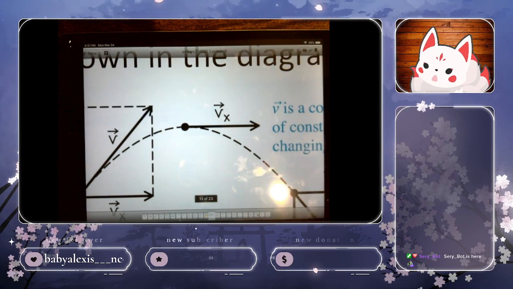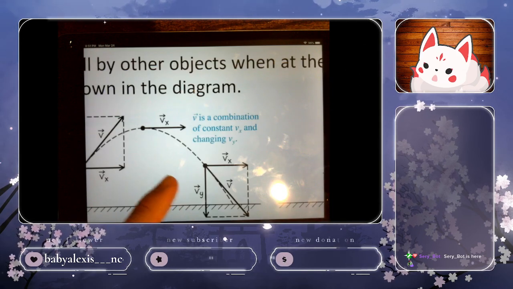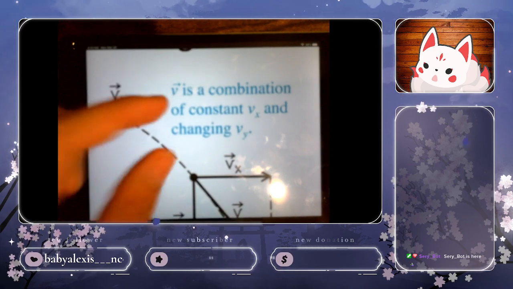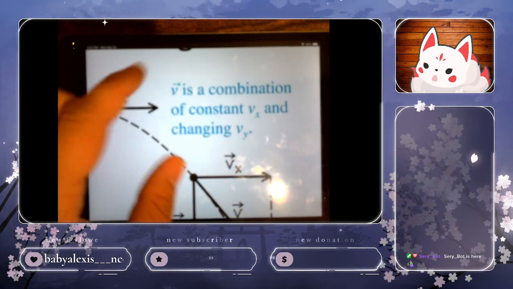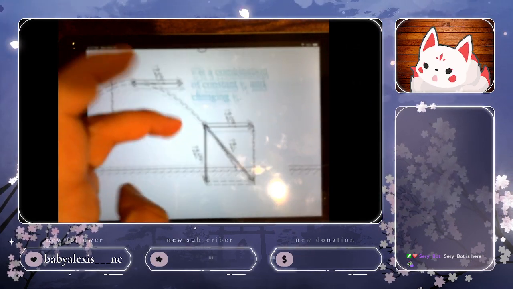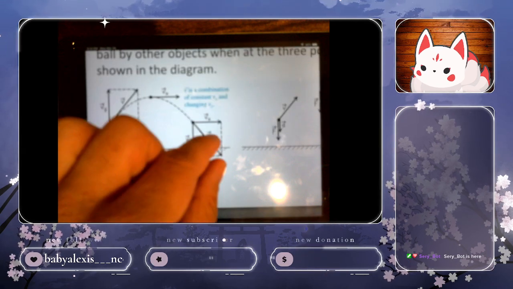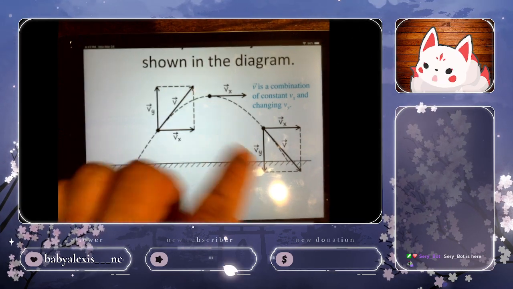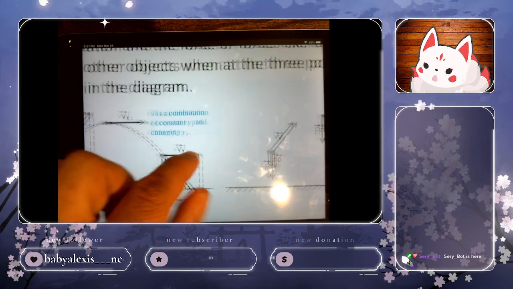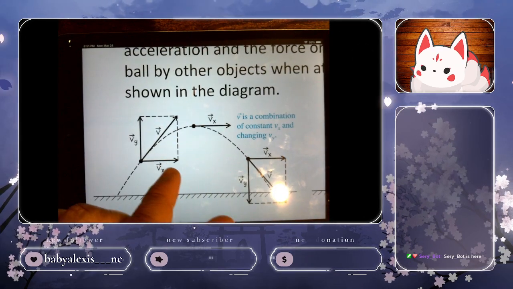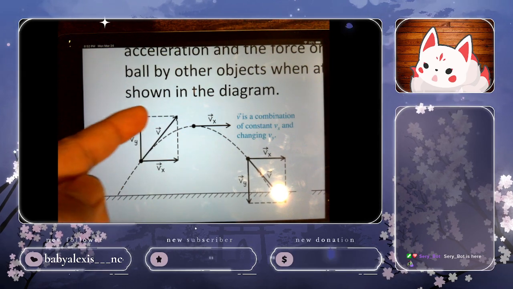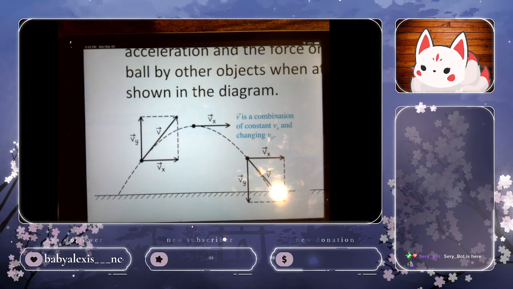Okay. Let's see. The velocity is a combination of Vx and Vy, which is changed. Yeah, see, they say constant Vx because nothing's affecting it, and changing Vy because it is in fact changing. Oh, yeah, they pointed out pretty exactly the same. It's going up, straight, and then it points down. And you can see Vx is the same in all of these cases. Unlike Vy, no Vy, and Vy is down.